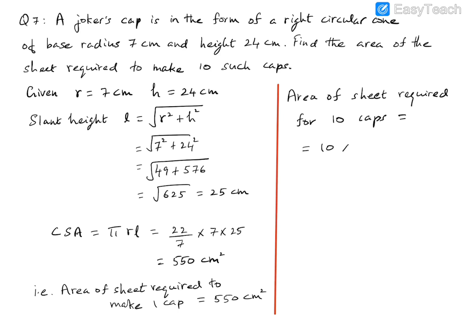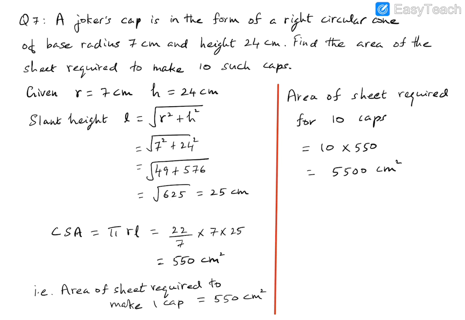So that will be 10 into, let me erase this, that's equal to 10 into 550. So that will give us 5,500 centimeters square. So the area of the sheet required to make 10 such caps is 5,500 centimeters square. So it's a fairly straightforward problem here also.